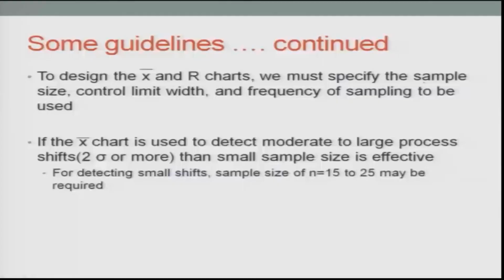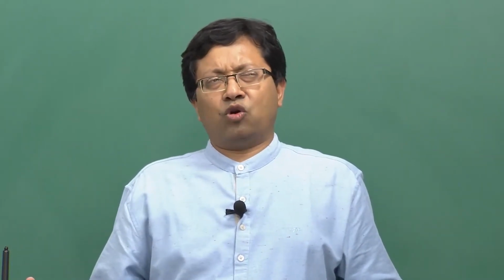If the X bar chart is used to detect moderate to large process shifts, of 2 sigma or more, then a smaller sample size is effective, because in that case you take small samples and technically take more of them, to overcome the problem of trying to take the whole set of observations in one go.